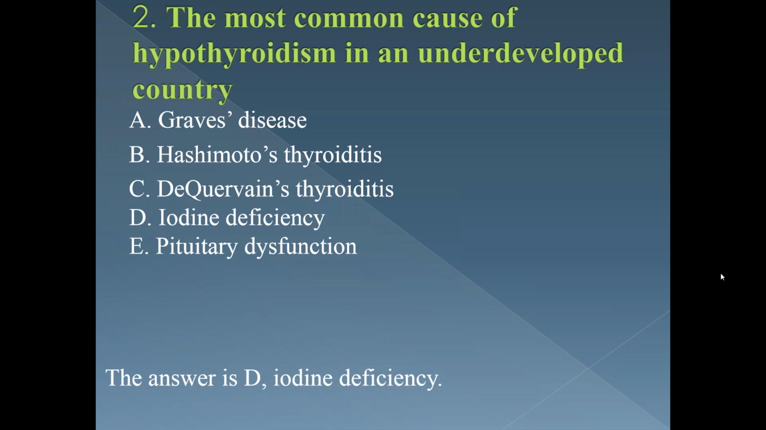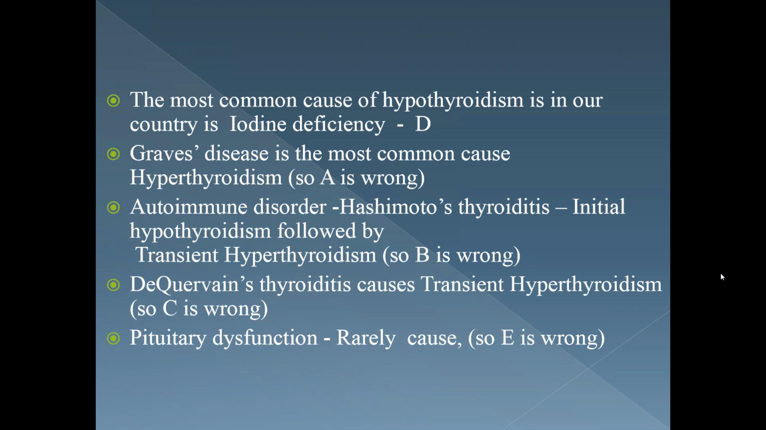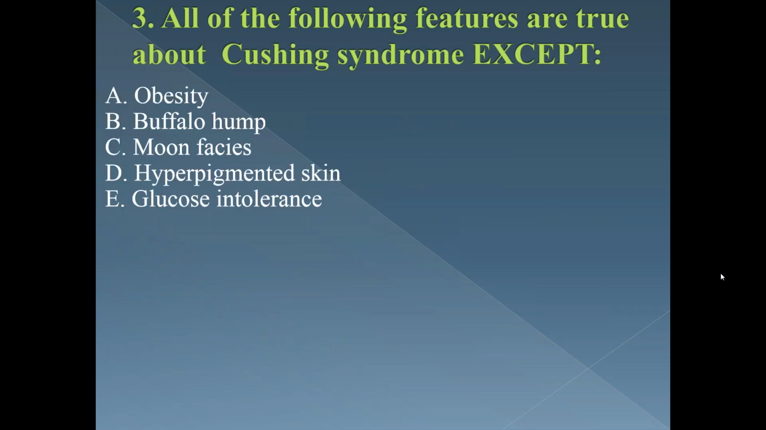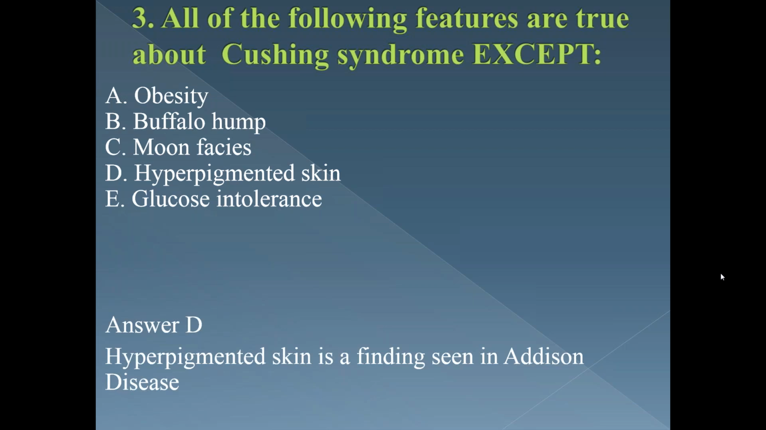The rationale for the answer is given, and why the others are not applicable is also discussed. Question number 3. All of the following features are true about Cushing syndrome, except: the choices are obesity, buffalo hump, moon facies, hyperpigmented skin, and glucose intolerance. So the right answer would be D, which is seen in Addison's disease and not Cushing syndrome.